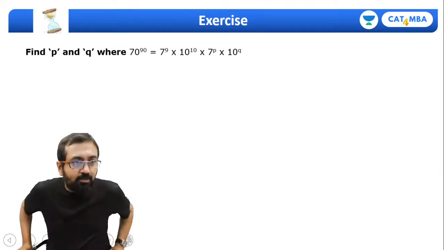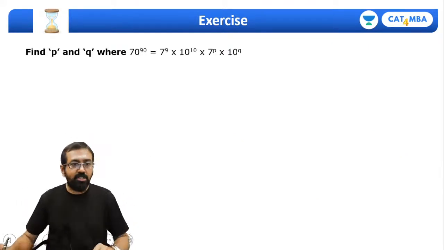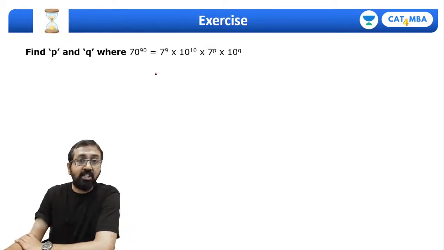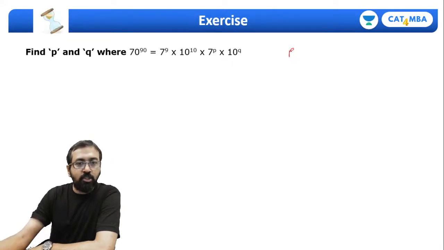Okay guys, one more question, one last question in fact. 70 raised to 90 is equal to 7 raised to 9 into 10 raised to 10 into 7 raised to p into 10 raised to q. So you need to find out the value of p and q. What is p and what is q over here?